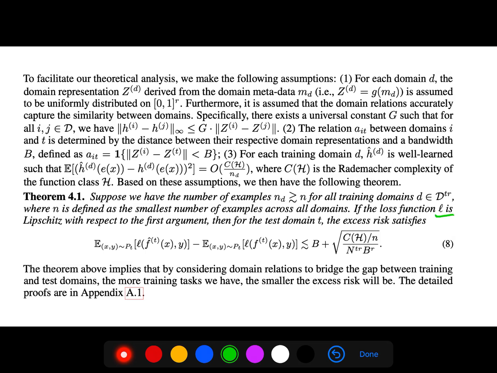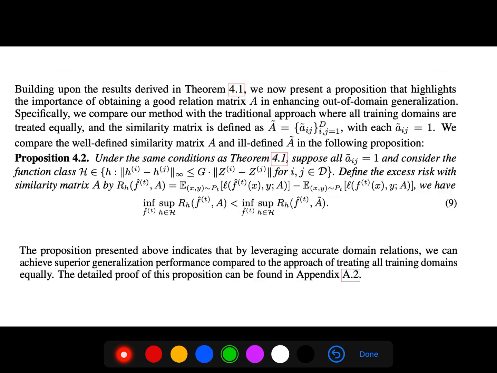So if the loss function L is Lipschitz, then for a test domain, we have a beautiful upper bound. And then they have another proposition under the conditions of the theorem that I told you. Suppose A sub ij is 1 and consider the function class. Define the excess risk with similarity matrix. Then we have this upper bound for the infimum of supremum of your risk.